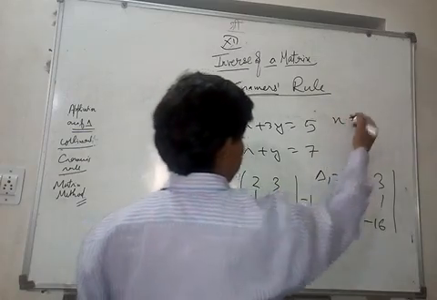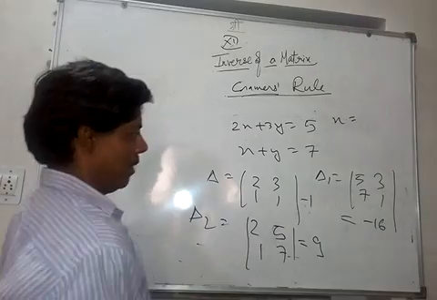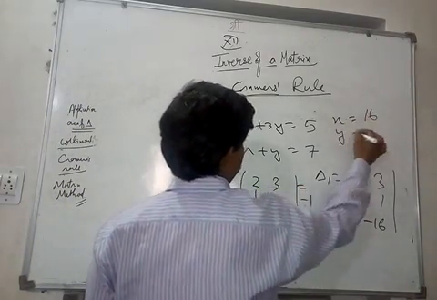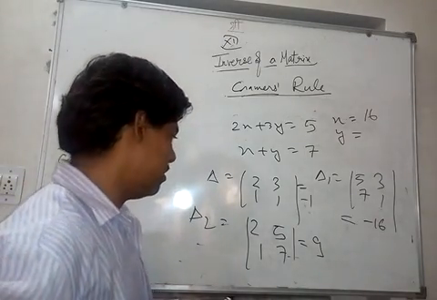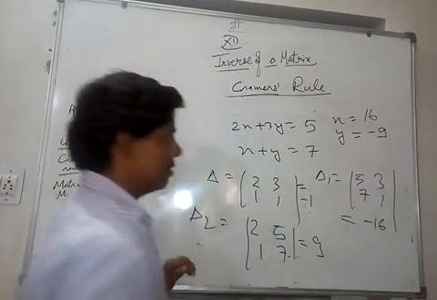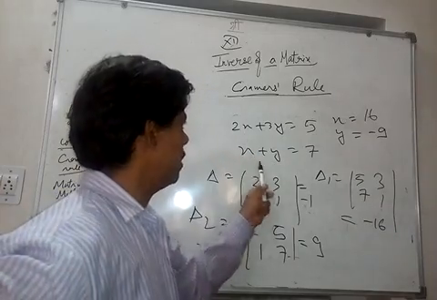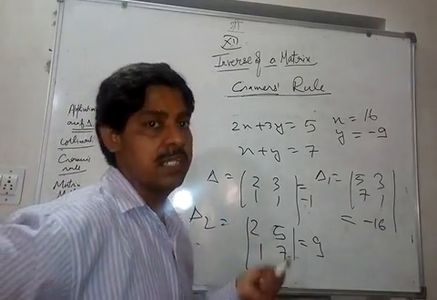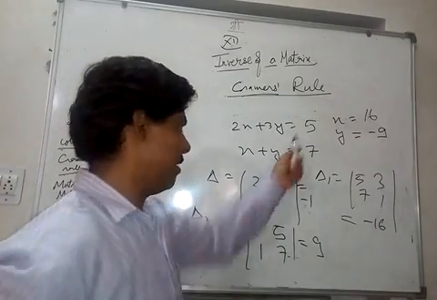So x is equal to delta 1 upon delta, minus 16 upon minus 1, that is 16, and y is equal to 9 upon minus 1, that is minus 9. That should be the answer. Check. 16 minus 9 is 7. This is satisfied, and here 16 times 2 is 32, minus 9 times 3 is 27. 32 minus 27 is 5, which is the required equation.